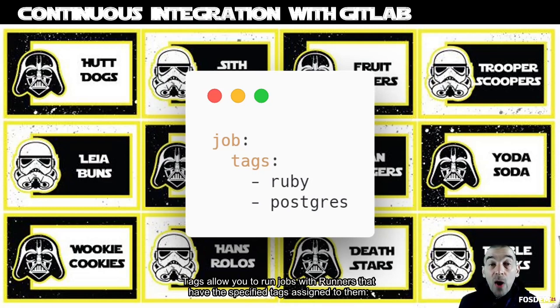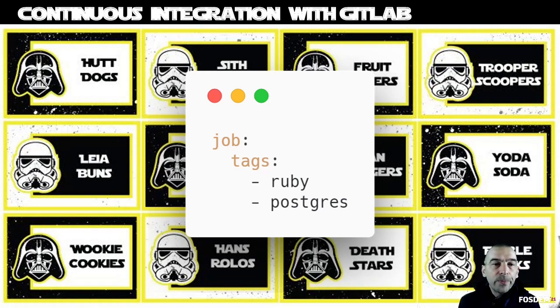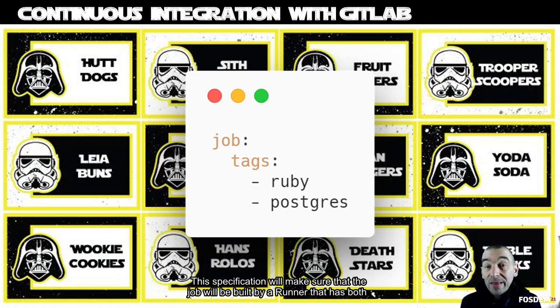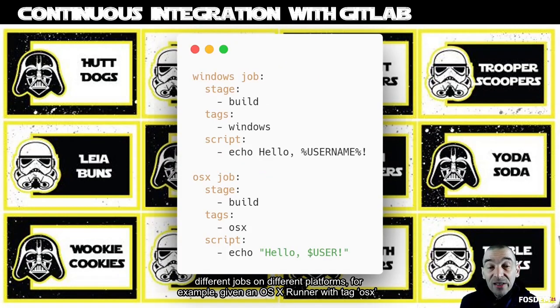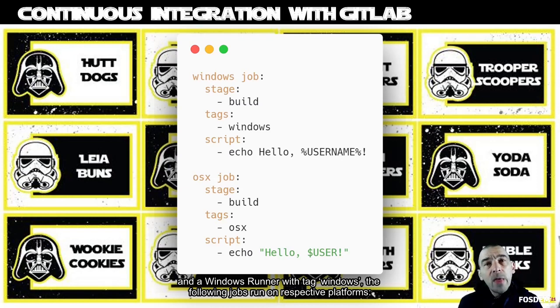Tags allow you to run jobs with runners that have the specified tags assigned to them. This specification will make sure that the job will be built by a runner that has both Ruby and Postgres tags defined. Tags are also a great way to run different jobs on different platforms. For example, given an OS X runner with tag OS X and a Windows runner with tag Windows, the following jobs will run on respective platforms.